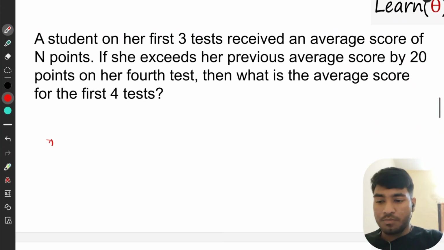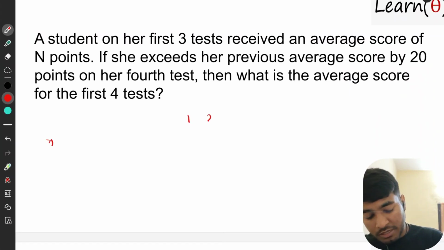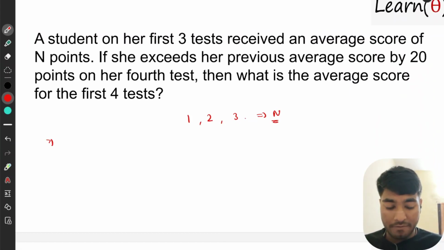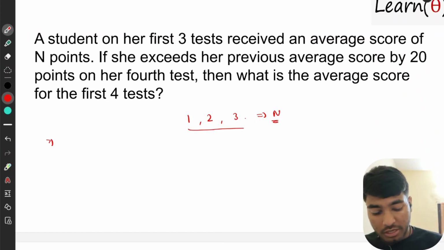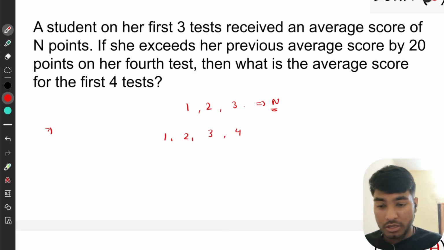Let us take this question. The question says that a student on her first 3 tests received an average score of n. In test number 1, test number 2 and test number 3, the average score is n. If she exceeds her previous average score by 20 points on her 4th test, then what is the average score of the first 4 tests? So initially in tests 1, 2 and 3 she was getting an average of n. Now she has given 4 tests.